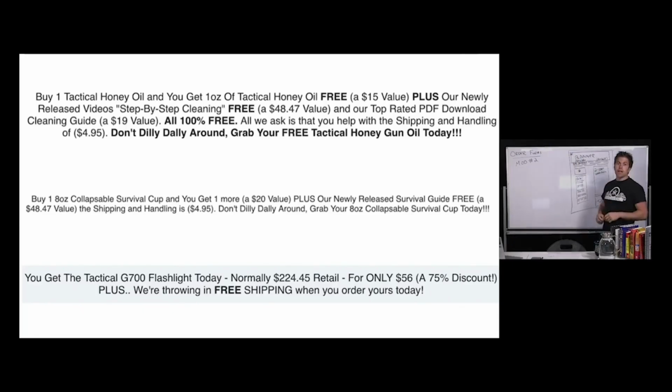Check these out. Now, in the subheadlines, what I like to do is I want to increase the value of the product they're purchasing. So if it's honey oil, if it's a cup, if it's a G700, whatever it is, okay? This subheadline is here to add more value than the oil itself or than the cup itself. So take a screenshot of this.